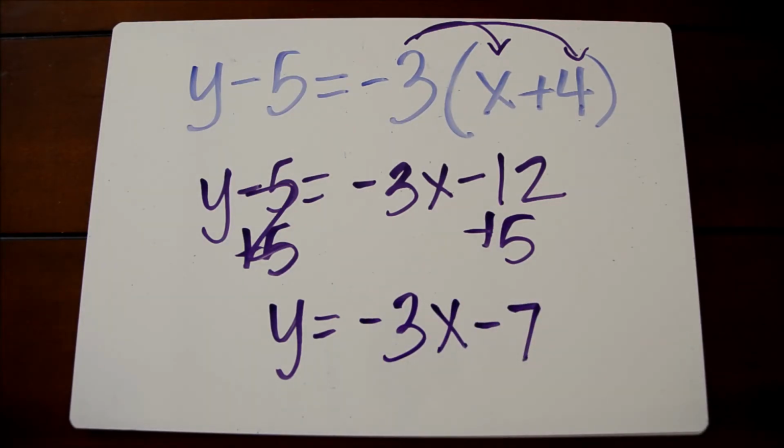There are a lot of reasons why you would need to solve for y in Algebra 1, and the most common reason is because you can tell a lot from an equation in slope-intercept form. You know that the slope would be negative 3 here, the y-intercept would be negative 7, and that would be the easiest way to graph an equation is from slope-intercept form.